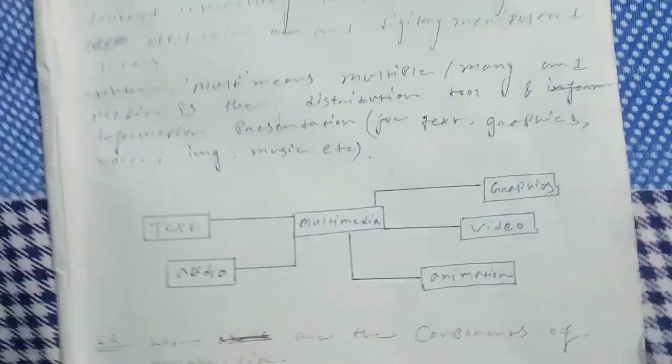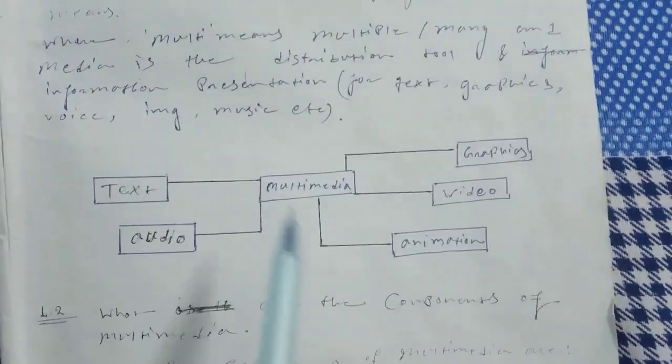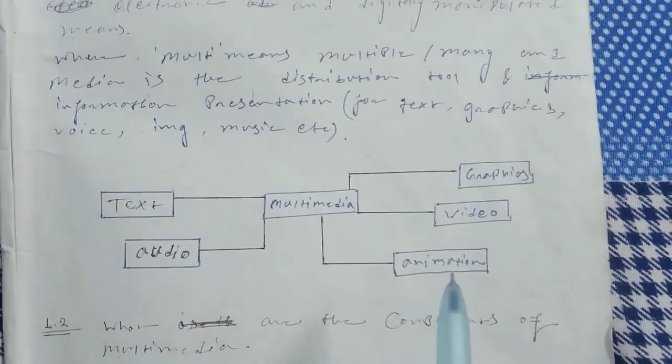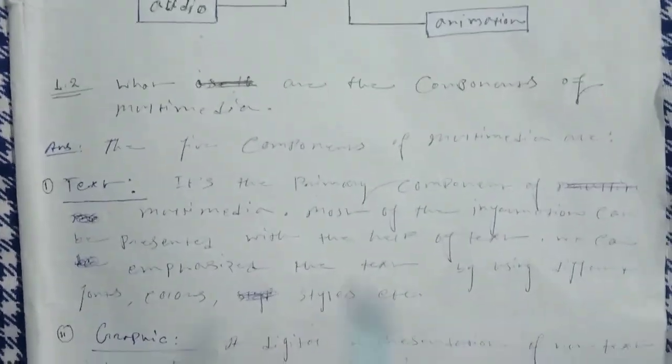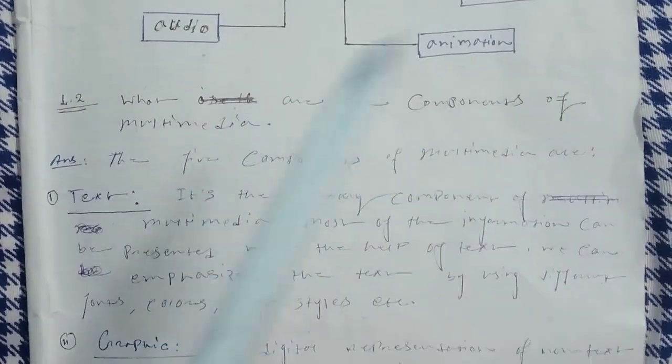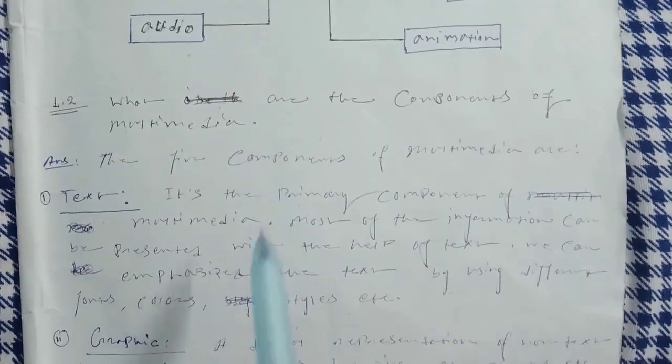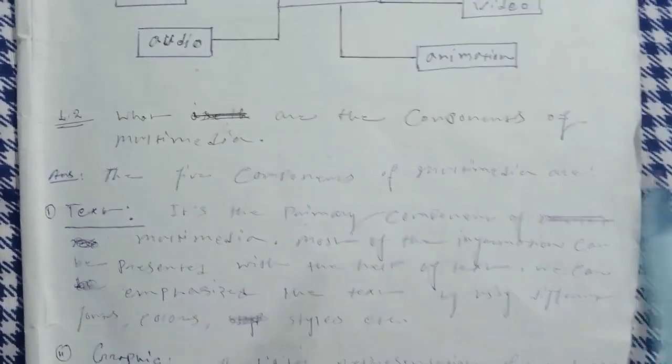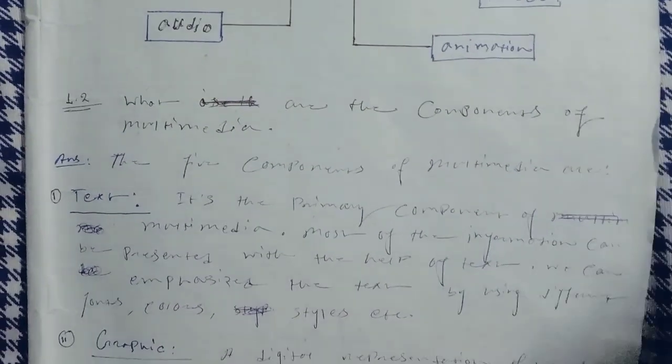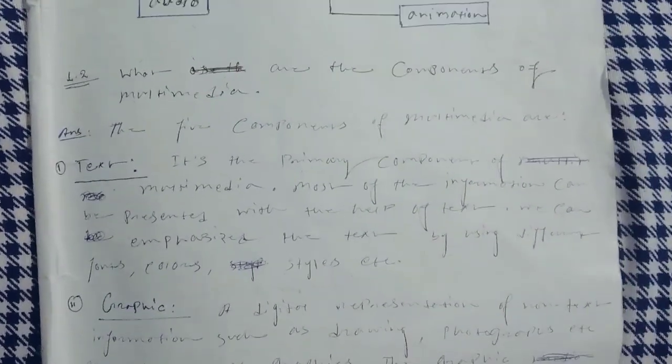So there are five components. See the diagram. We have the multimedia. The five main components are graphic, video, animations, text, and audio or sound. So what are the components? The next question is a very important question. What are the components of multimedia? There are five components of multimedia: text, graphic, video, animations, and audio.